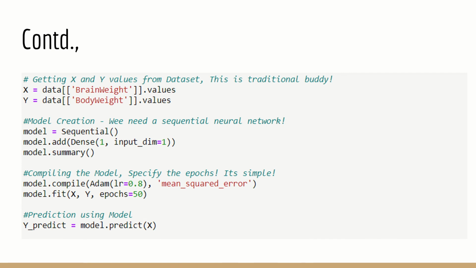I need to get the X and the Y value from the data set, and this is traditional coding that we have done all the way. So X is brain weight, Y is body weight. That's it. So now we have got X and Y. Now what is the next step?